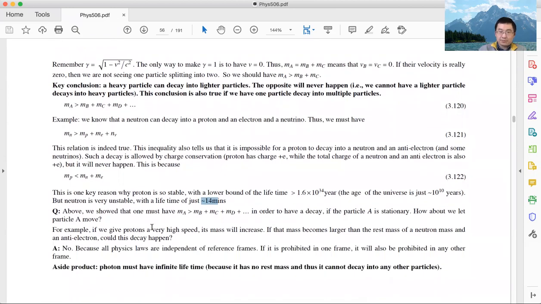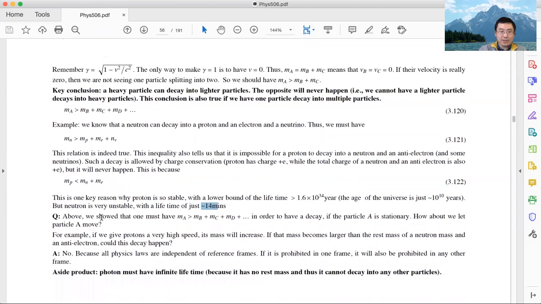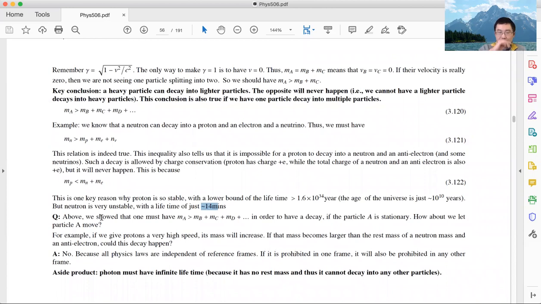So now let's continue. Let's conclude this section with one question. I mentioned to you early on that when we have a particle decay, only a heavier particle decays into lighter particles. But all these conclusions, all the discussions we had before, assumed we are in a reference frame where my particle A is stationary, particle A is not moving.